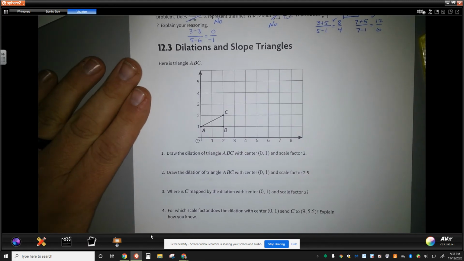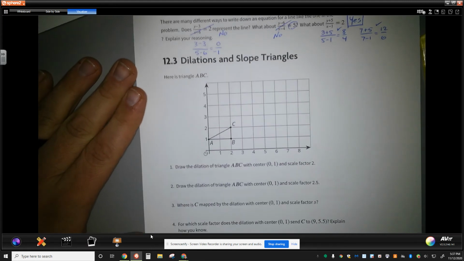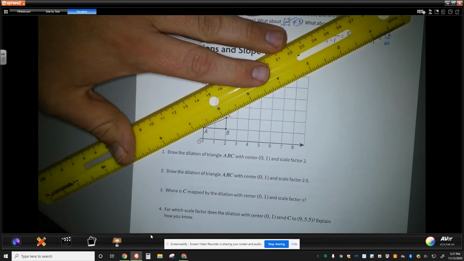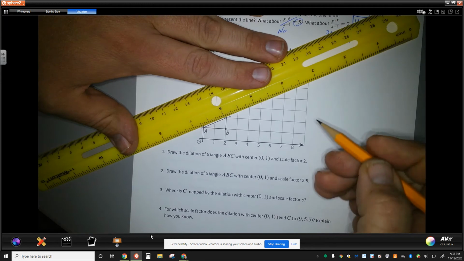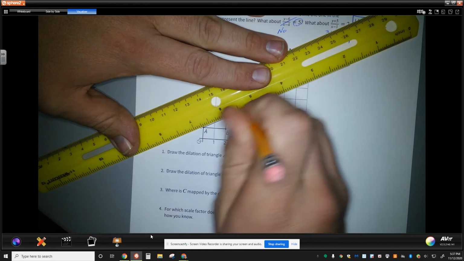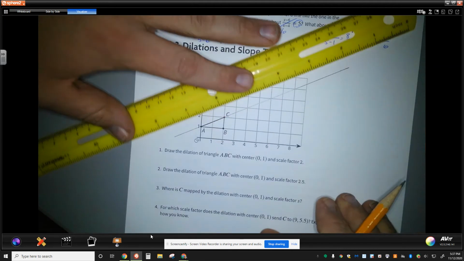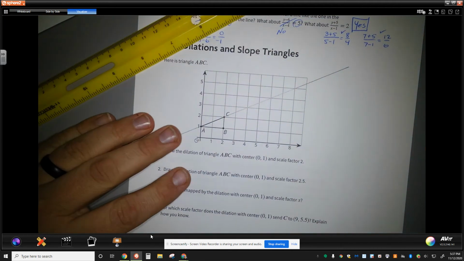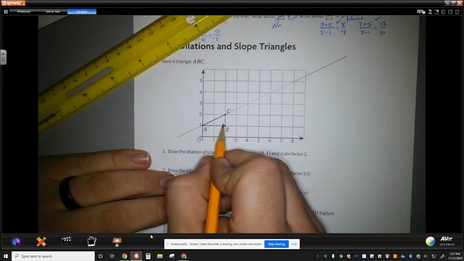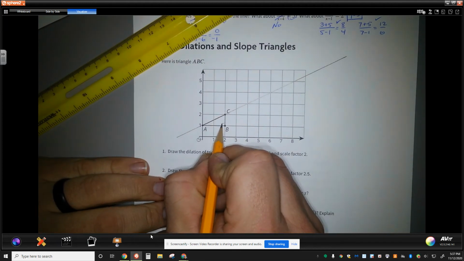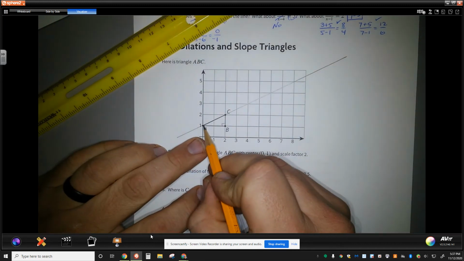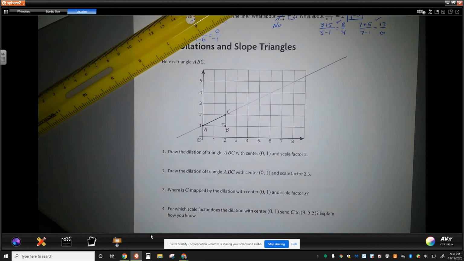12.3, dilations and slope triangles. Remember that a slope triangle has this in common. All slope triangles have a common side, or excuse me, their longest side right out here always follows a common line. And that line, that slope, will constantly be true. The other thing that we have is all slope triangles have to have right angles. So if it has a right angle and it shares this side, we know that those triangles are similar.